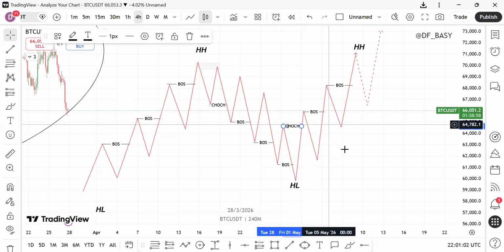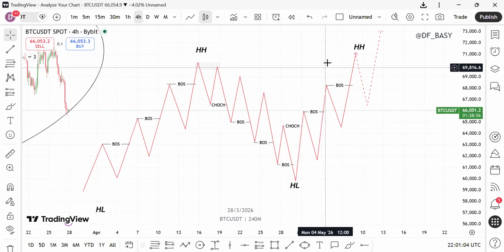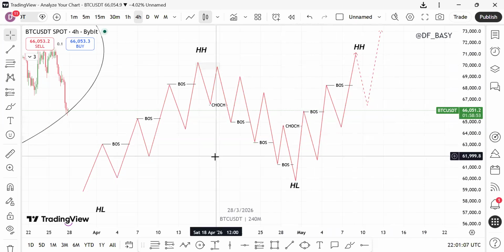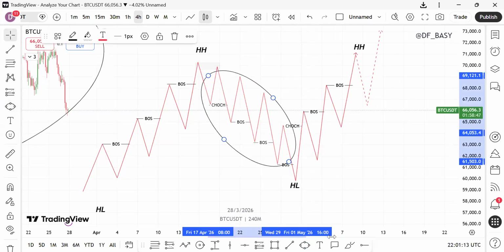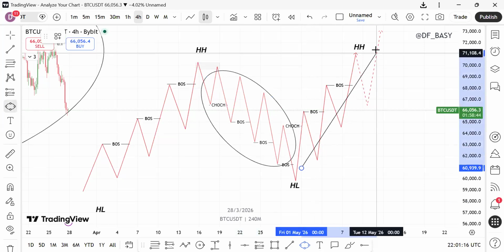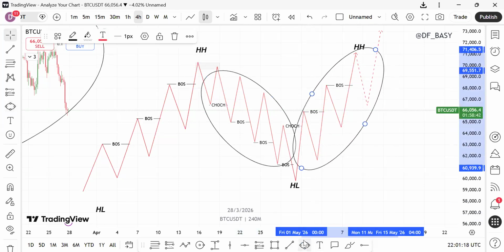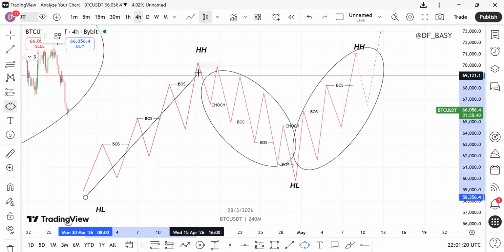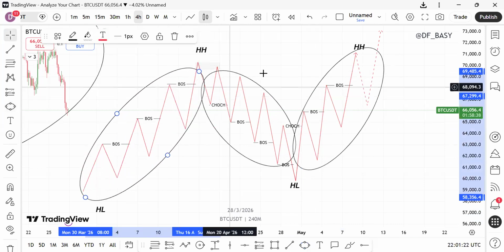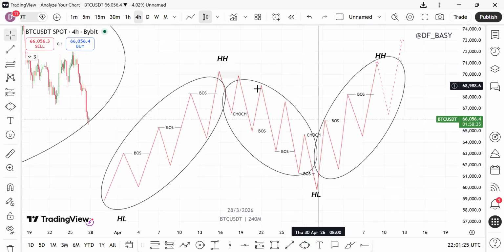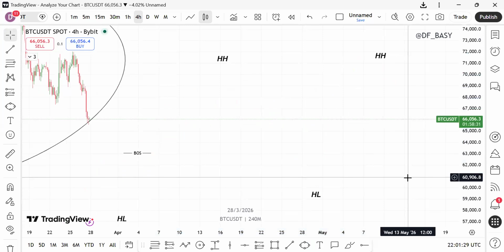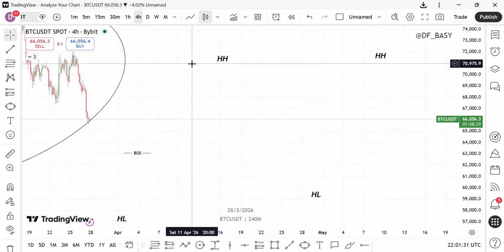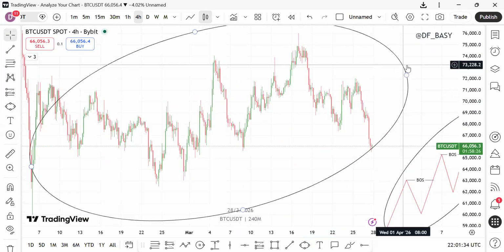That's where the change happened. We first notice the change, then it still breaks structure to the upside. So from this zone down is your bearish structure, from this zone up is your bullish structure, and from this zone up here is also your bullish structure. Hope you understand this. Now, with a basic understanding of this, let's dive into the chart.